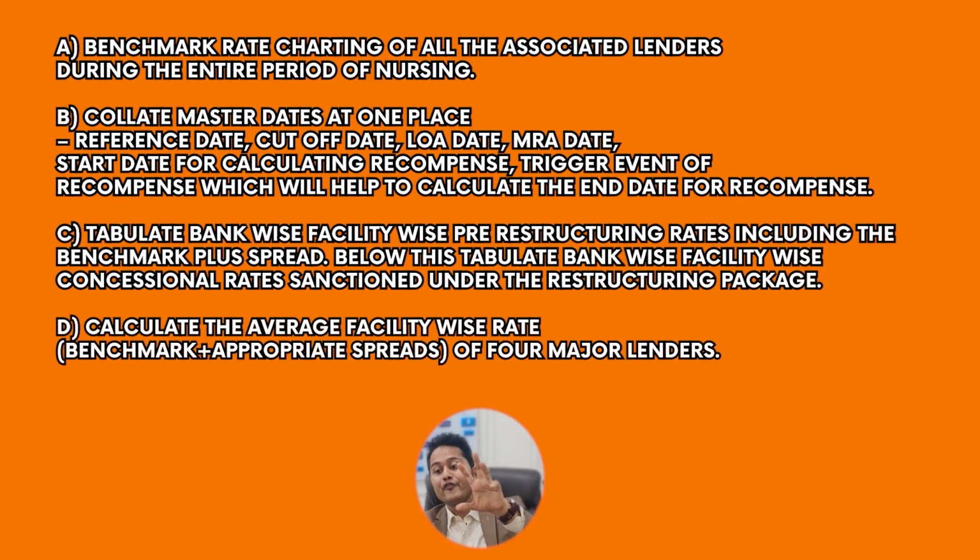Point D, calculate the average facility-wise rate benchmark plus appropriate term premium, credit risk premium for the 4 major lenders. Why 4? Because the guidelines say you have to take the average of the 4 major lenders. So in case of an arrangement where you have 20 banks or 15 banks, financial institutions, you have to take only the top 4 for your pre-CDR rate and you have to average them out for each facility.